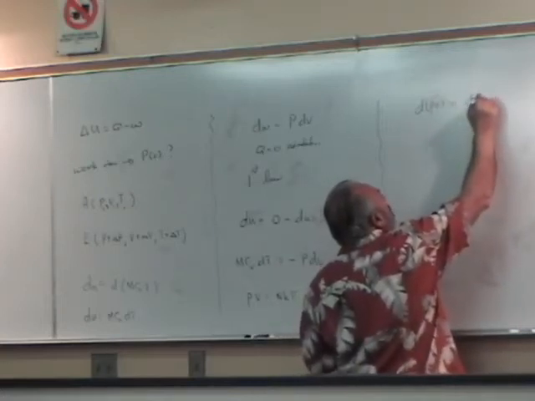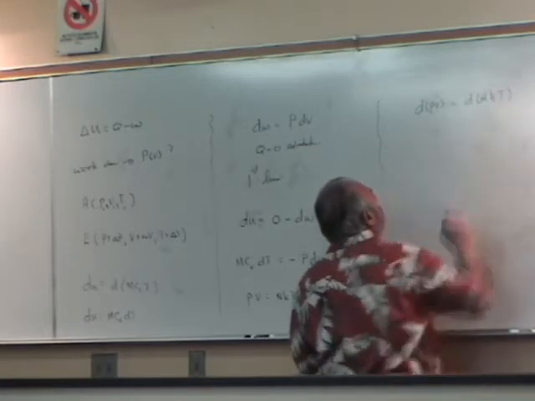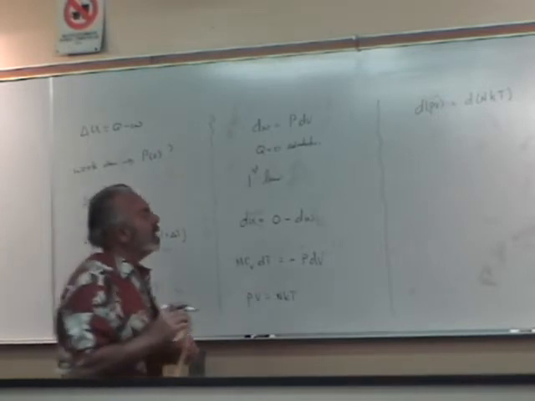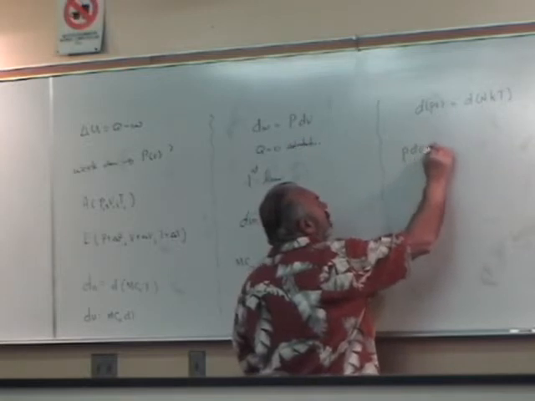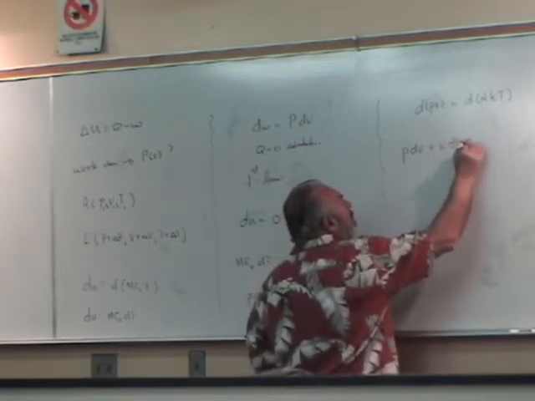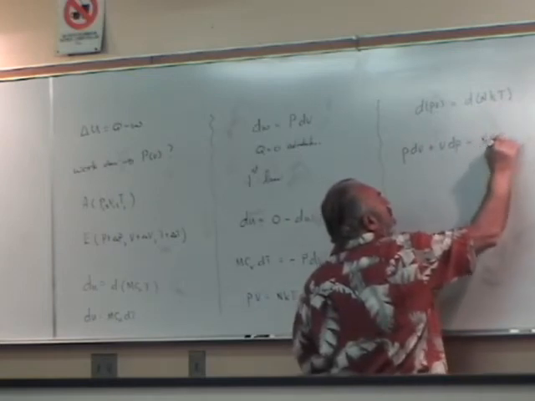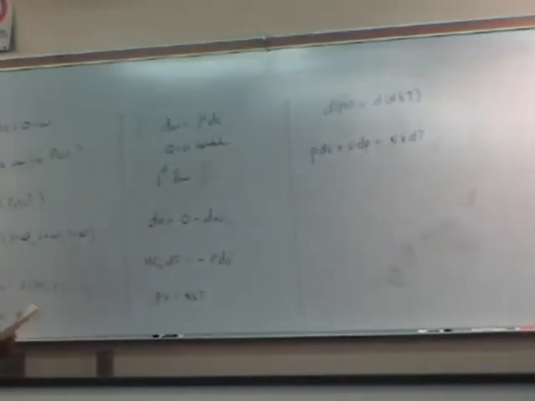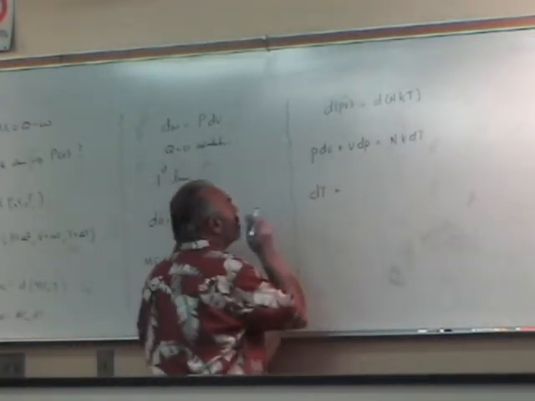equals d of nkT. Well, p of d of pV is, of course, p dV plus V dp, and n and k are constant, so it's nk dT. Aha! This looks pretty darn good, doesn't it? Now we have an expression for dT. And I'll show you why that's so handy in just a second.